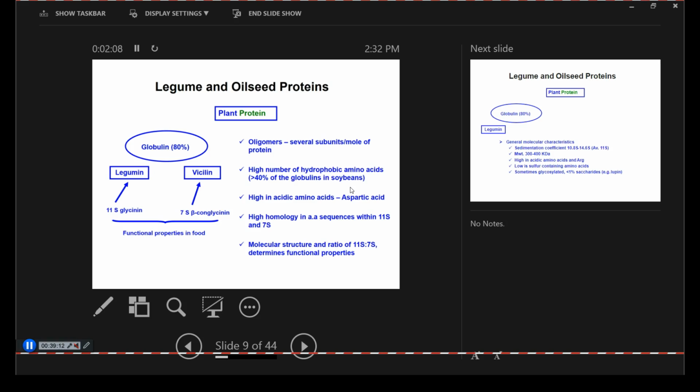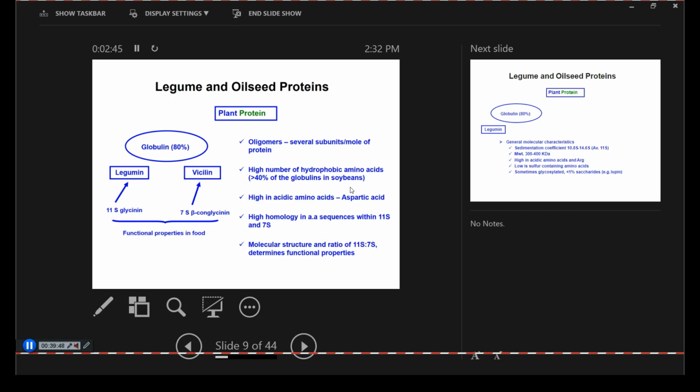All right, I guess this was the last slide from last week. We were talking about the globulins in oil seeds, and they are classified into legumin and vicilin. In soy specifically, legumin is glycinin and vicilin is beta-conglycinin. We talked about the difference between 11S and 7S, or what S meant. Do you remember what that value means?